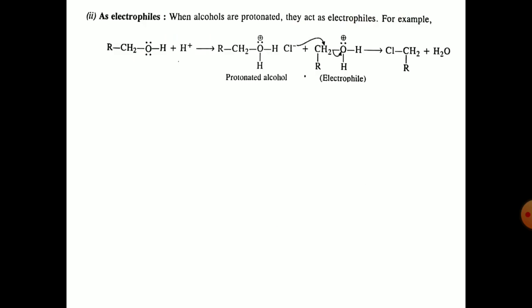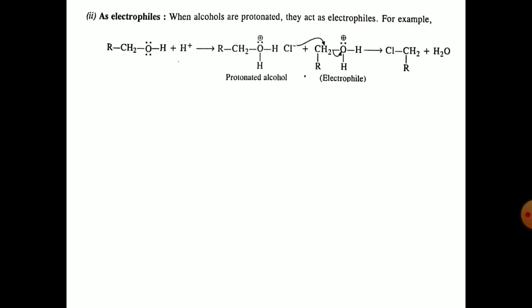Alcohol can also act as an electrophile. All of you know that electrophiles are substances which are electron loving. Electrophile means electron loving. So when alcohols are protonated, they act as electrophiles. For example, RCH2OH plus H plus. Here the H plus will come to oxygen, and then it becomes protonated alcohol.